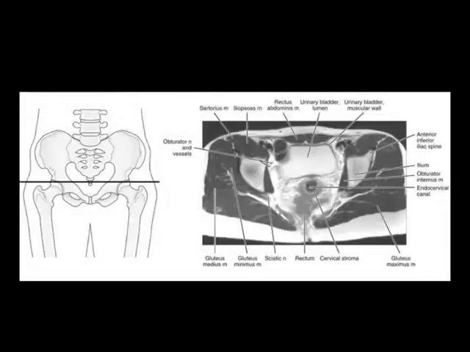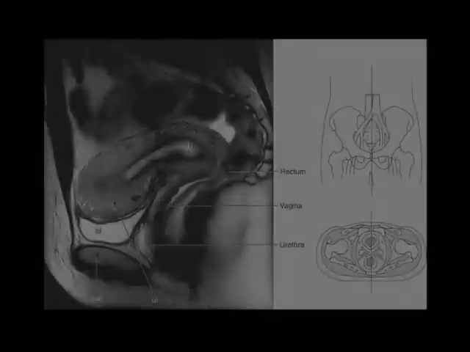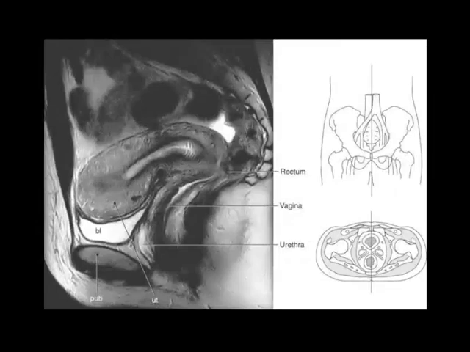We're still focusing on the pelvic viscera in this axial MR image, which was obtained slightly more inferior in the pelvic cavity than the previous image. The urinary bladder is the most obvious structure. Note how the wall can be delineated from the lumen. Posterior to the bladder is the cervix, with the rectum posterior to that.